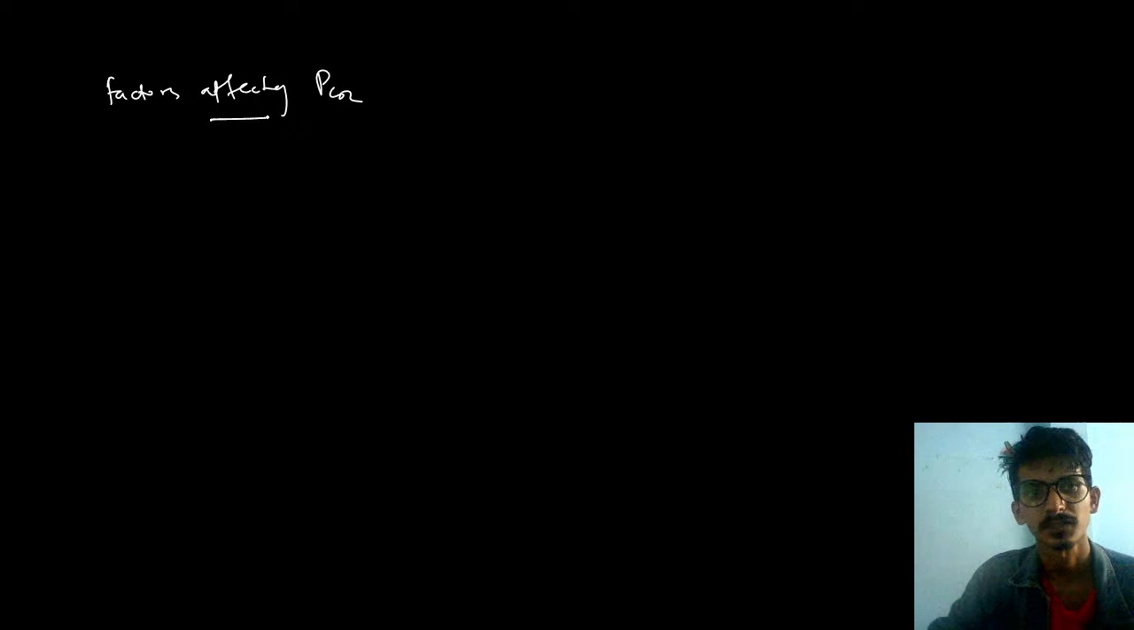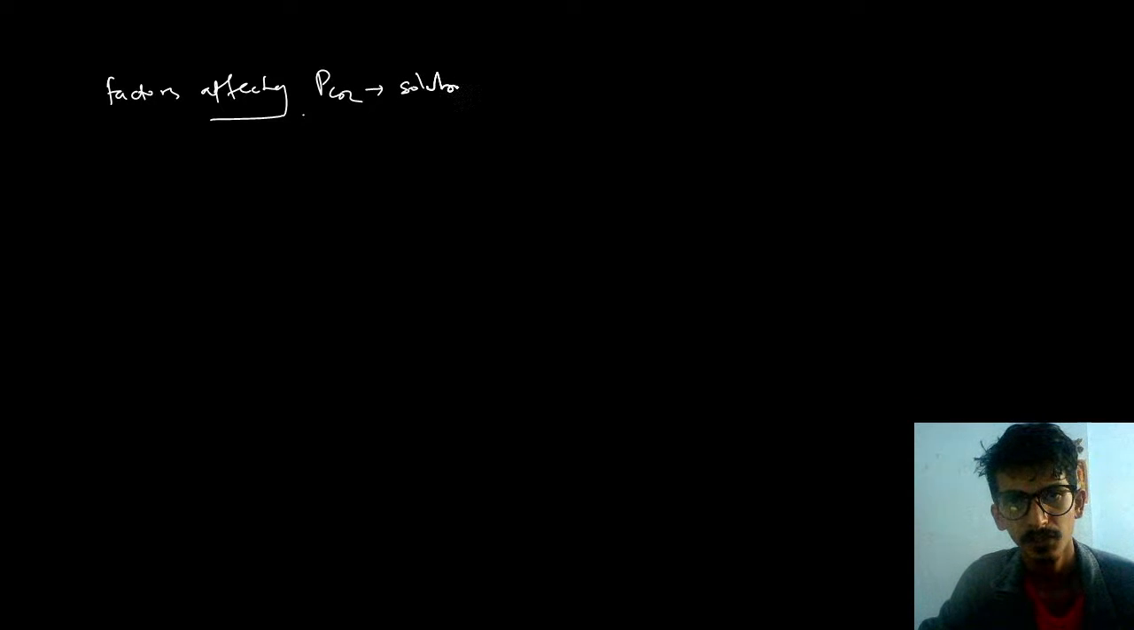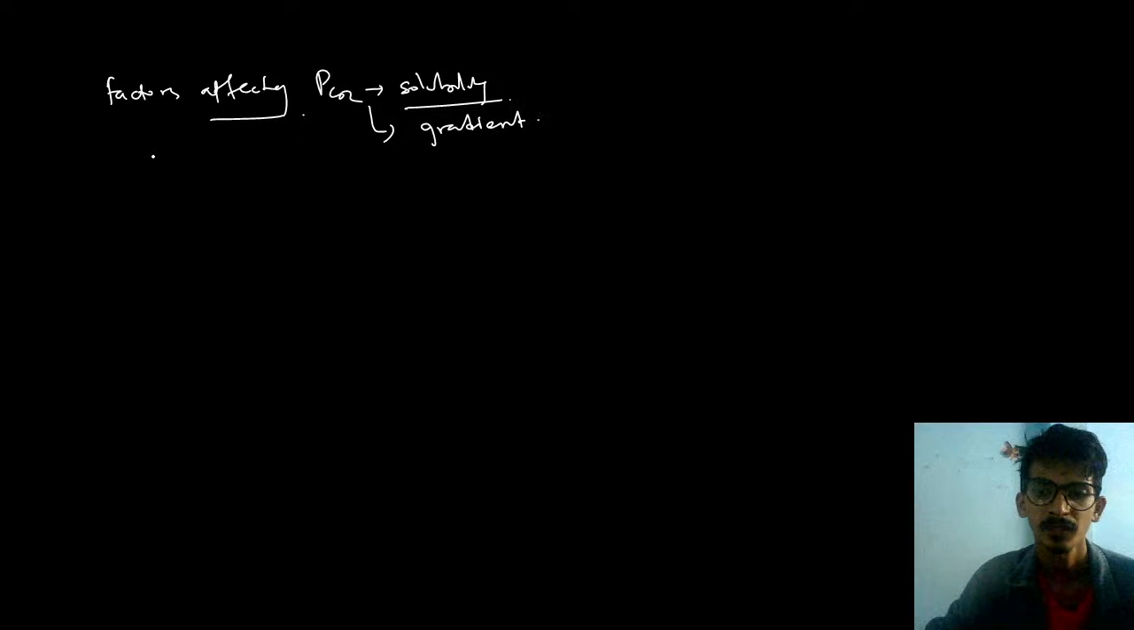So now let us study the factors affecting the partial pressure of carbon dioxide. Okay, factors affecting partial pressure of carbon dioxide. So what are the factors? First is the solubility of the carbon dioxide, which helps the carbon dioxide to dissolve, and second is the gradient, that is the partial pressure of carbon dioxide.